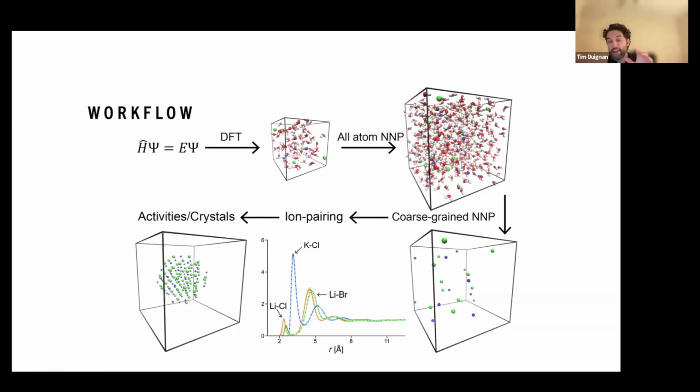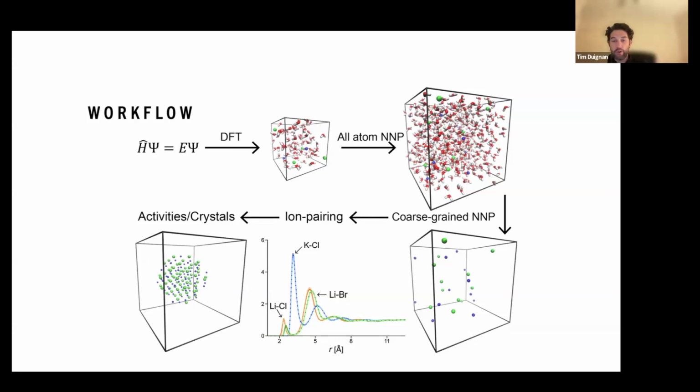And then you can take that coarse-grained, that continuum solvent neural network potential and run much, much longer neural network potential coarse-grained simulations with that. And you can look at ion pairing with those kind of things and converge these ion pairing radial distribution functions really well, and then look at activities and thermodynamic properties. And that's where we get our crystallization result, which was really nice.